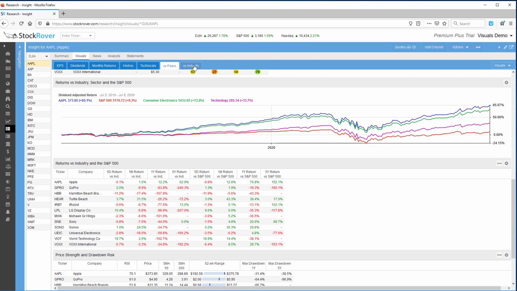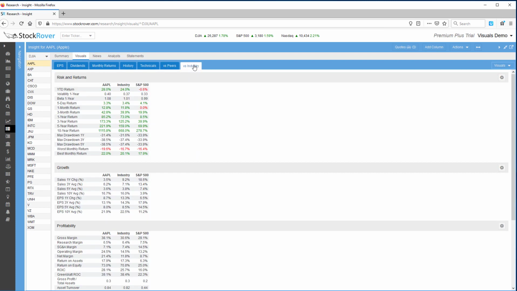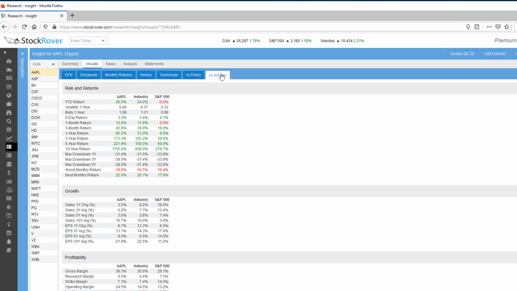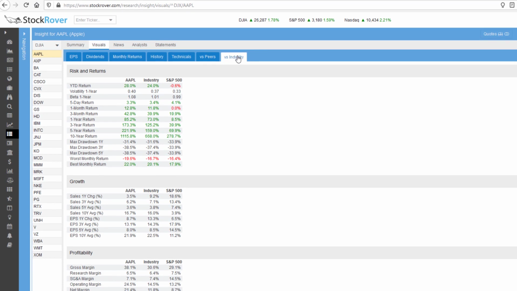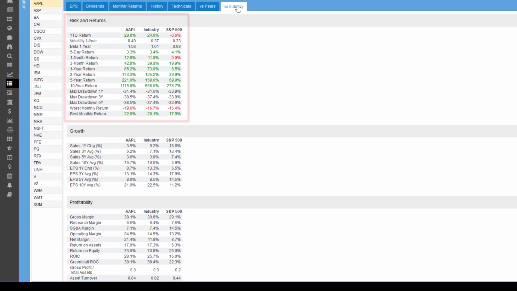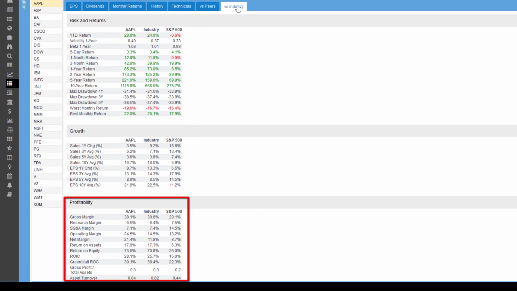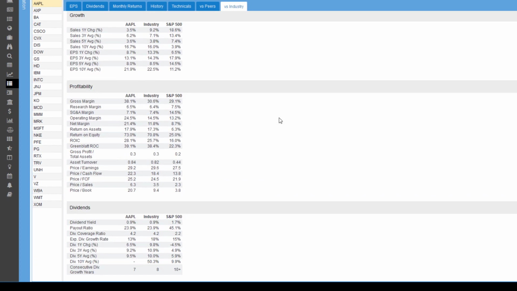The Versus Industry tab shows key information about the stock versus its industry and versus the S&P 500 in a tabular form that covers risk and return, growth, profitability, and dividends.